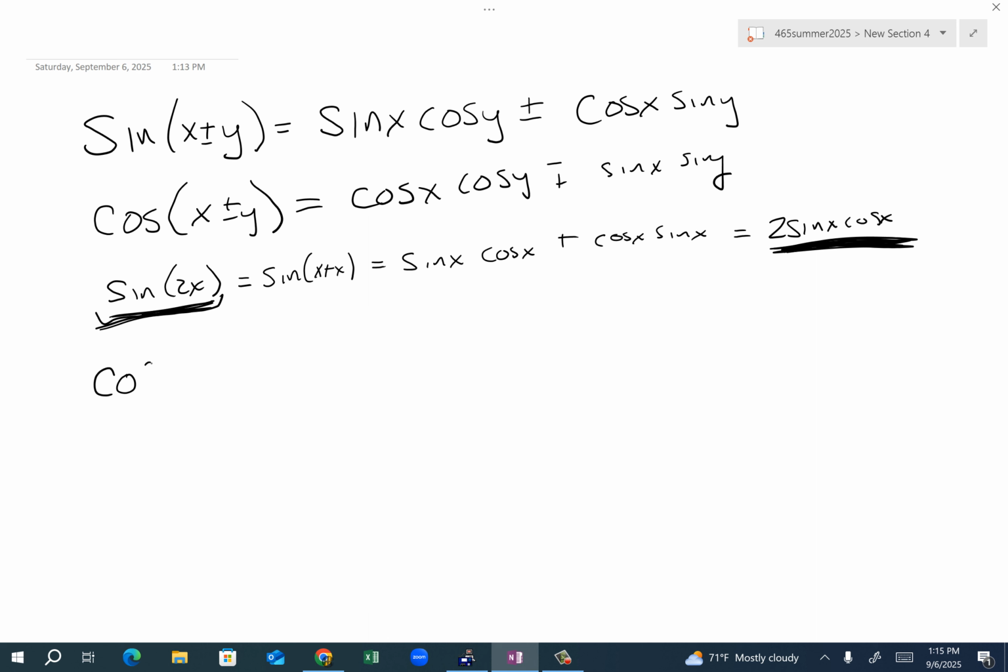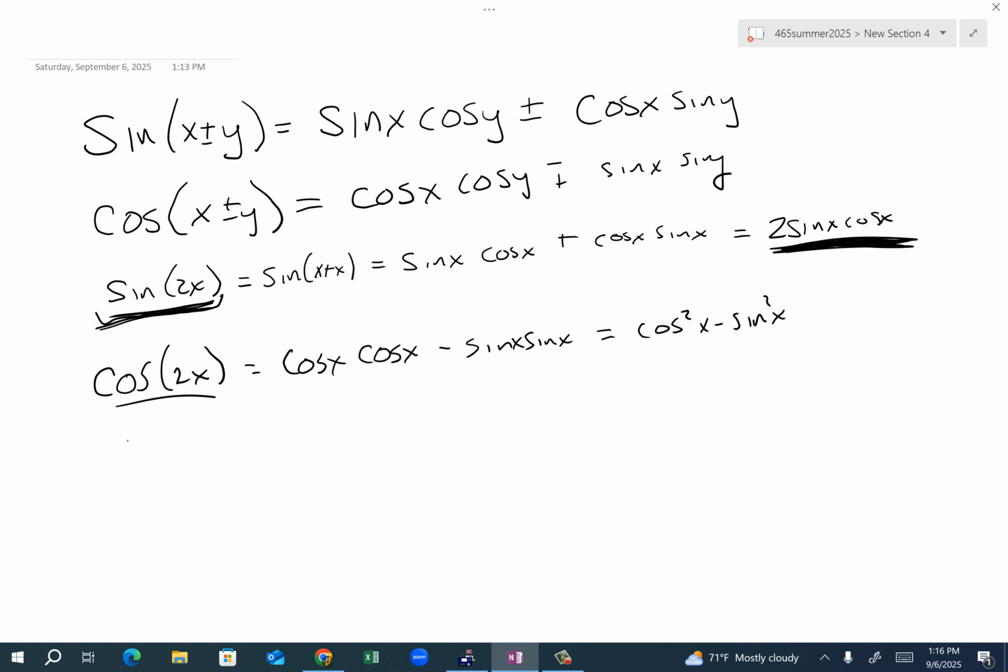What about cosine of 2x? Well, that would be cosine x, cosine x, minus sine x, sine x. Wait, that's cosine squared minus sine squared. It is. This is equal to that. Yay! And I can make that substitution. Now, that guy right there is useless to me most of the time.